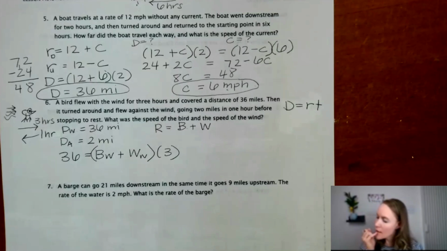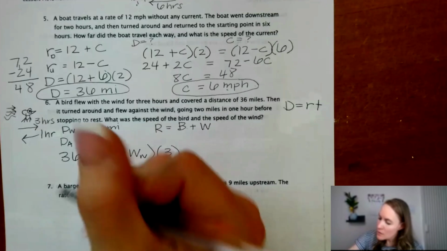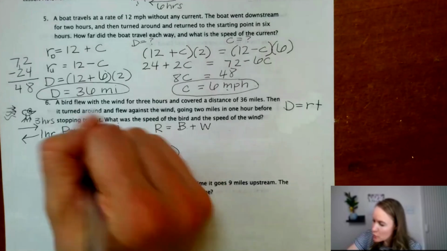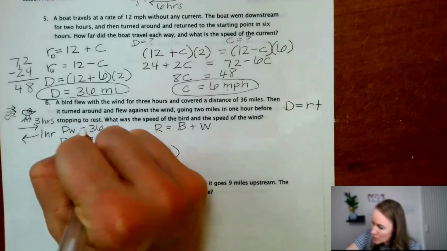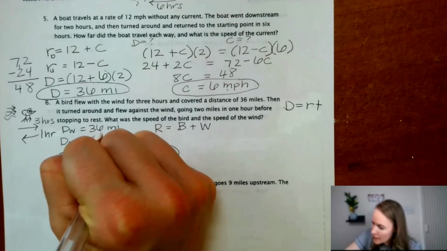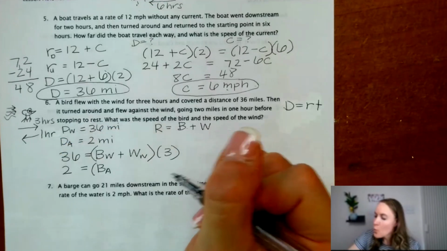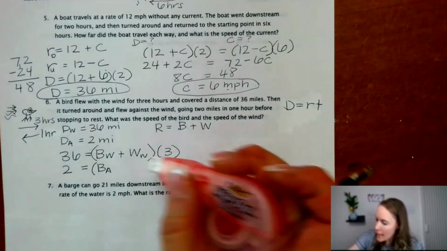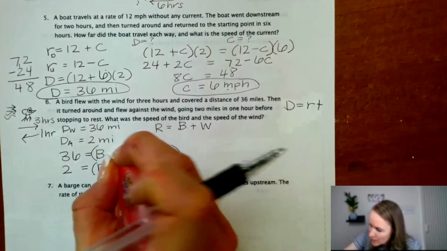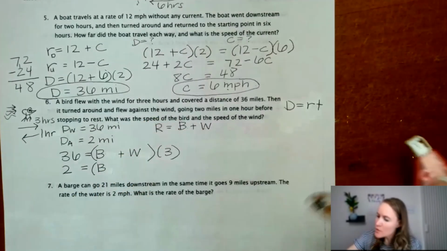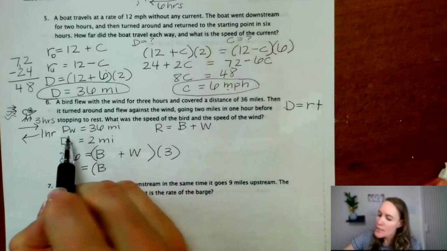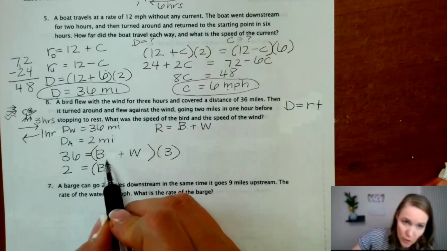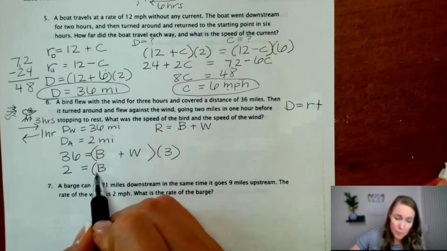Okay, and then we have the against the wind distance equation. We have 2 equals the bird against the wind, which I'm just going to label as B and W, because these are going to be the same values. So they don't need a subscript, whereas the distance values are different, so they need a subscript. I think these rates are going to be the same, B plus W.